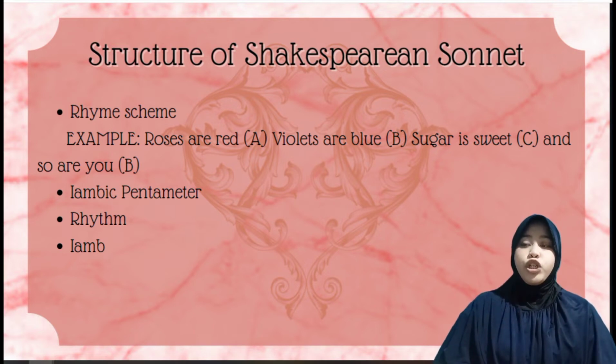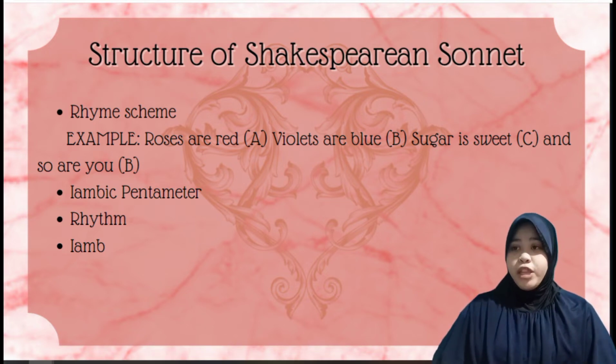A rhythm is measured by groups of syllables called feet. An iamb is a short and unstressed syllable followed by a longer and stressed syllable. And a blank verse is an unrhymed iambic pentameter.